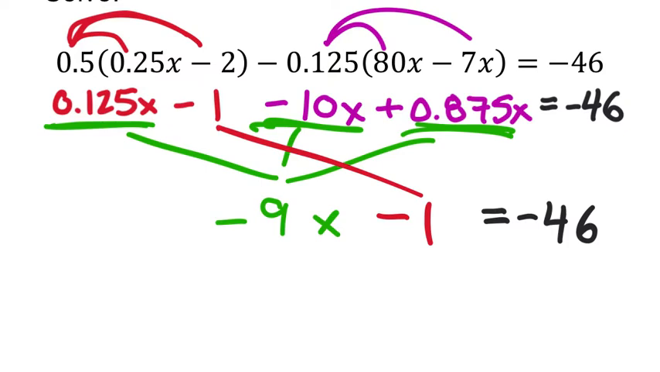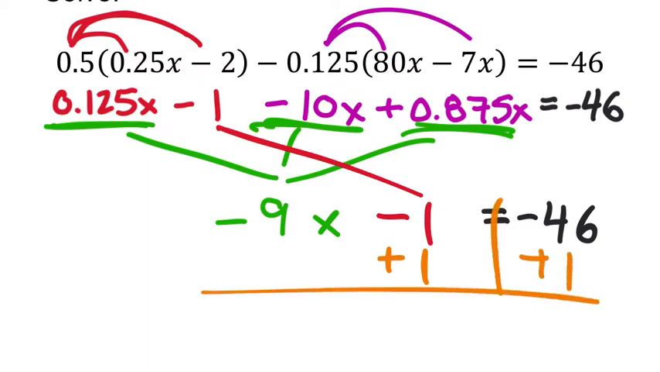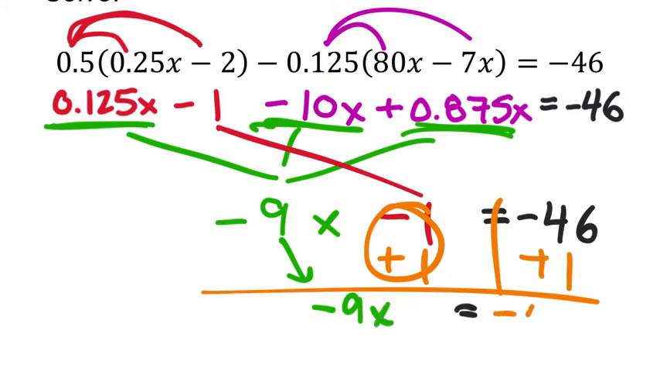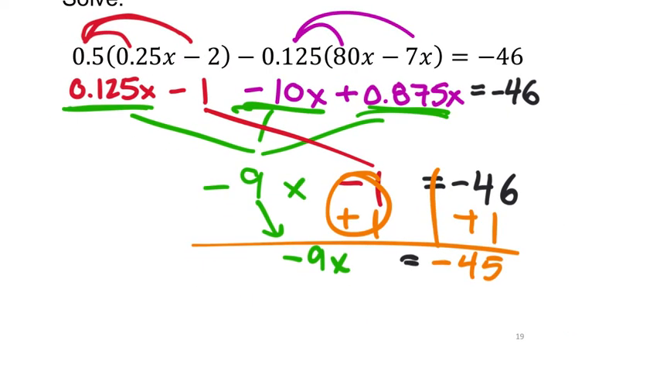Well, I didn't expect this to get rid of all the decimal, but I guess it did. In any case, principle of equality, I'm going to add 1 to both sides here to zero that negative 1 out. I'll drop my negative 9x, which now equals negative 46 plus 1. I get negative 45 right there. And now I will divide both sides by negative 9, yeah. I got x is 5.